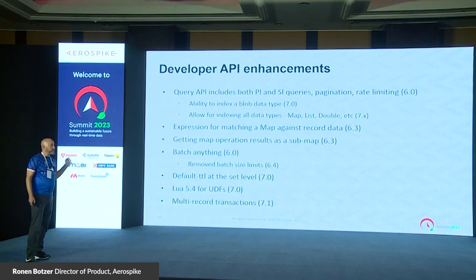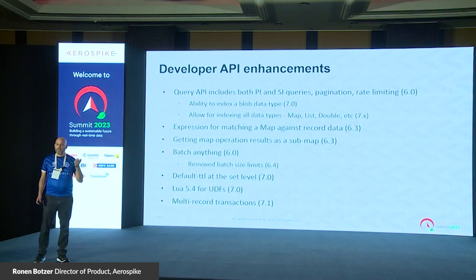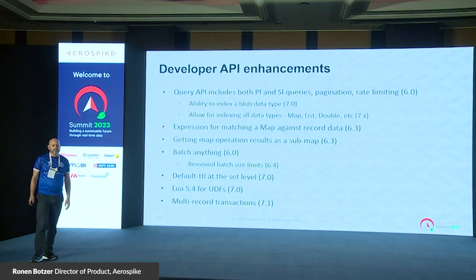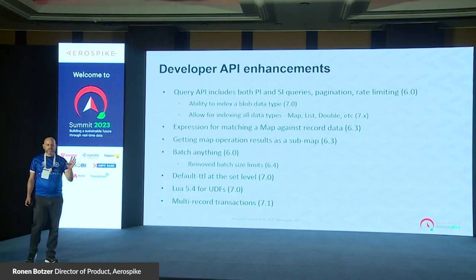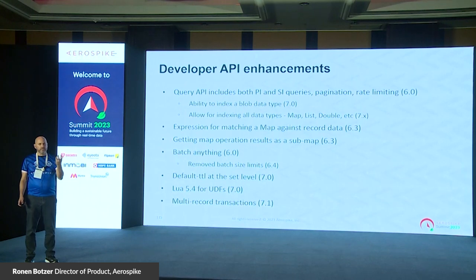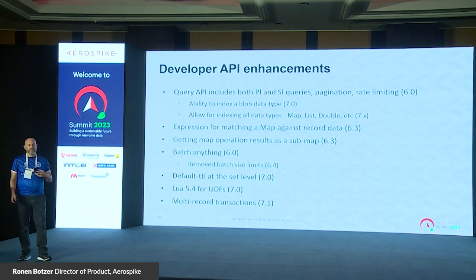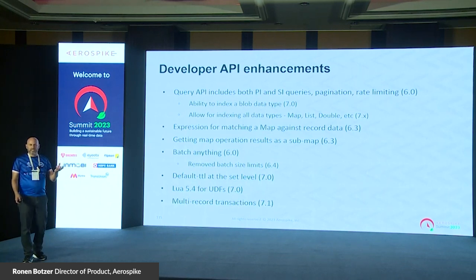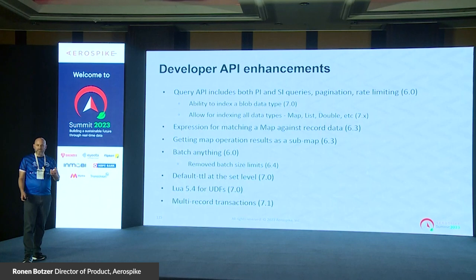And in the following releases of Server 7, we will have the ability to index maps, lists, doubles, all the other data types basically. We added the ability to match an expression to match whether a specific object that you have is what exists in a bin or some nested structure in a map. Because sometimes you want to model an object as a map, like as a complete thing. So we already have that ability to just say, does this record actually contain this map?